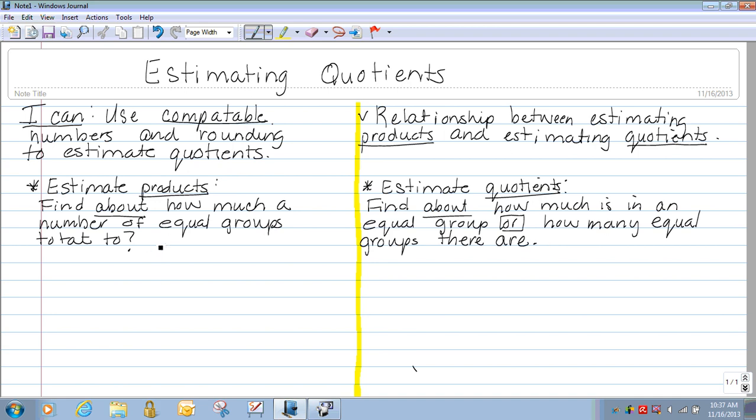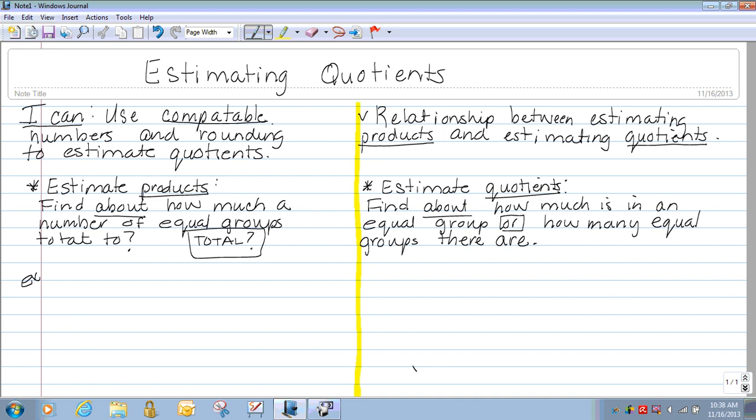So over here at the products, we need to find the total. Over here on the quotients, we know the total. We're trying to find out how many is in equal groups or how many equal groups there are. Push pause. Let's look at an example. We're going to go back as a refresher on estimating products.